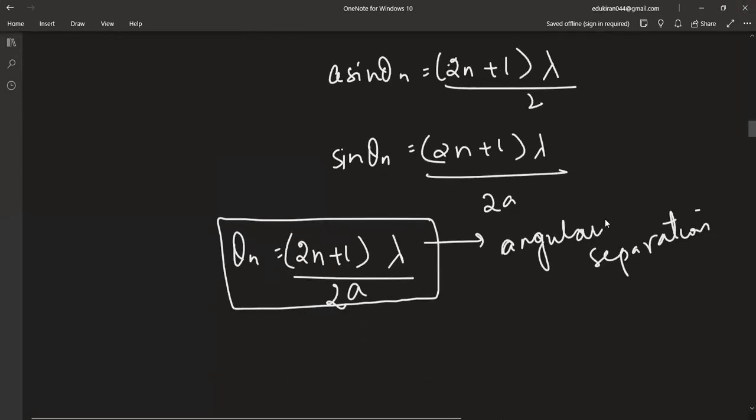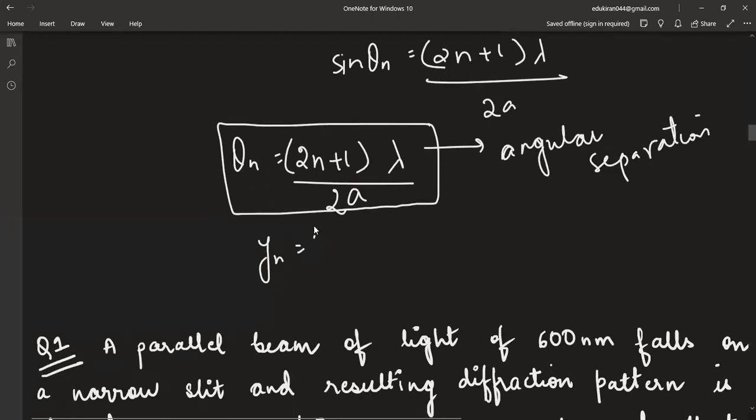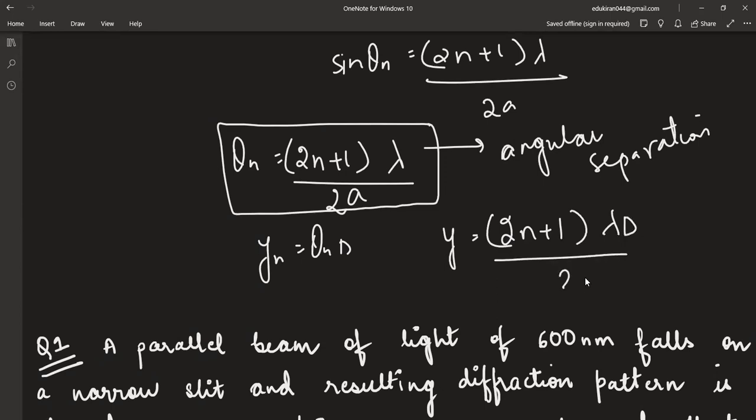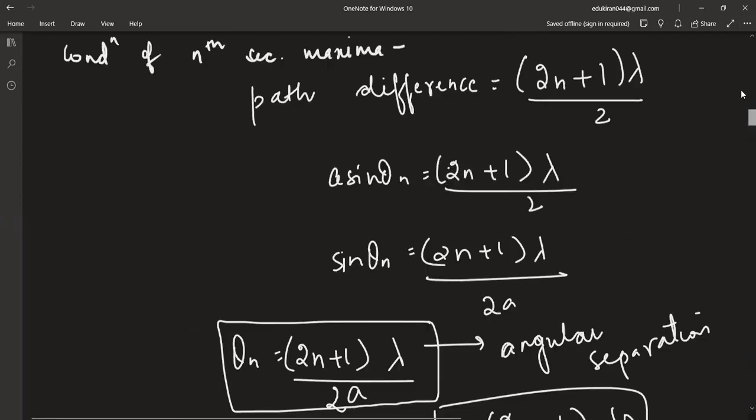All right. And one more thing, the linear separation. Again, if we talk about the linear separation, that is theta n into D. So linear separation will be 2n plus 1 lambda D by 2a. This is the linear separation. Write it down.